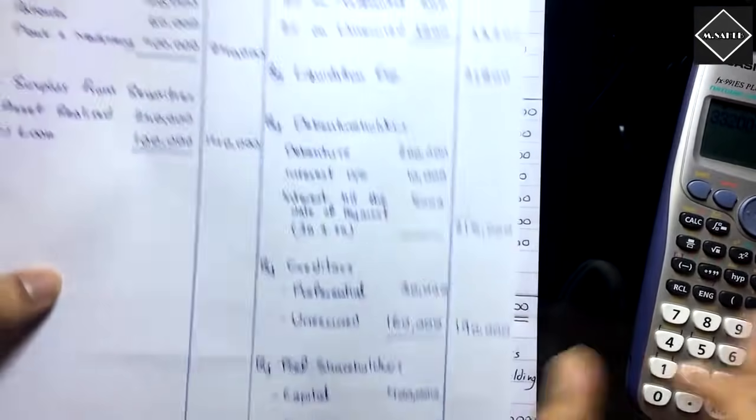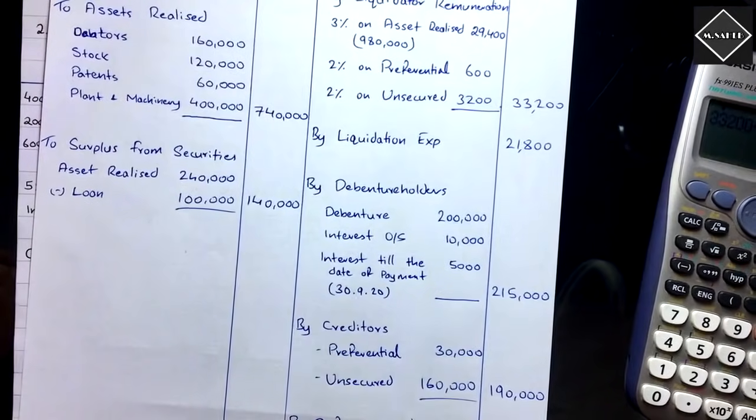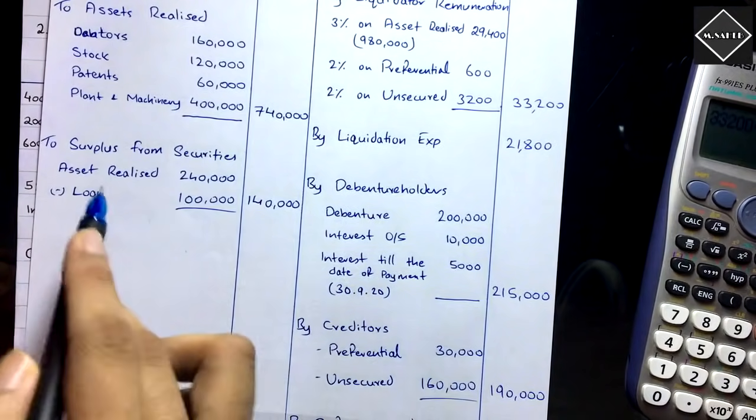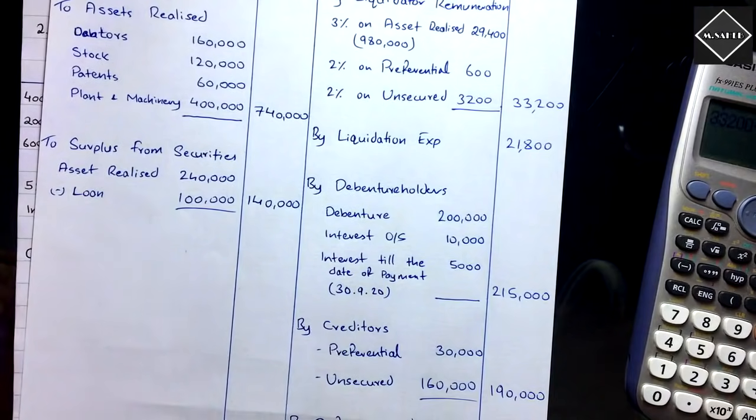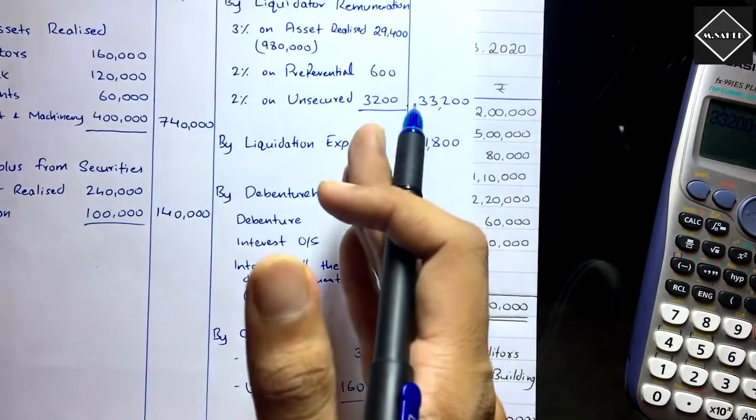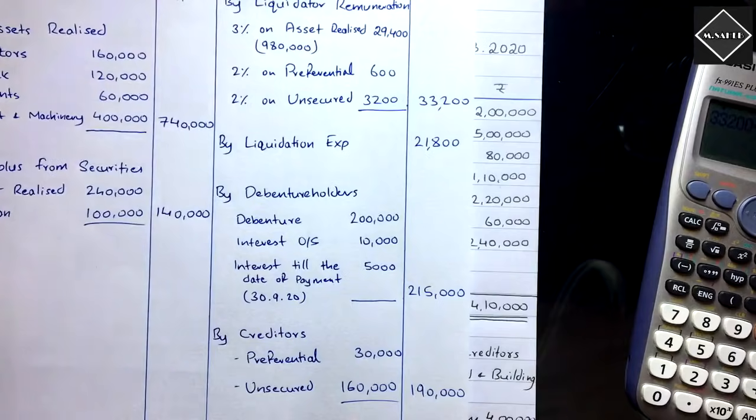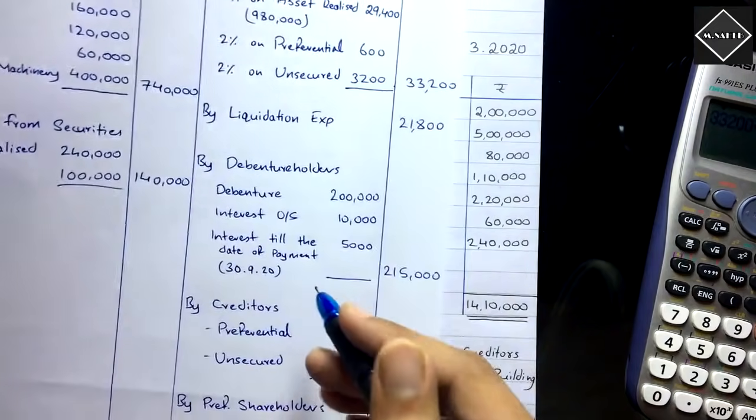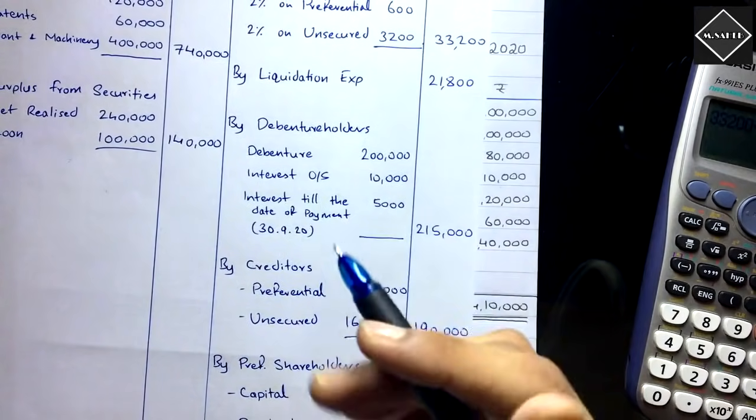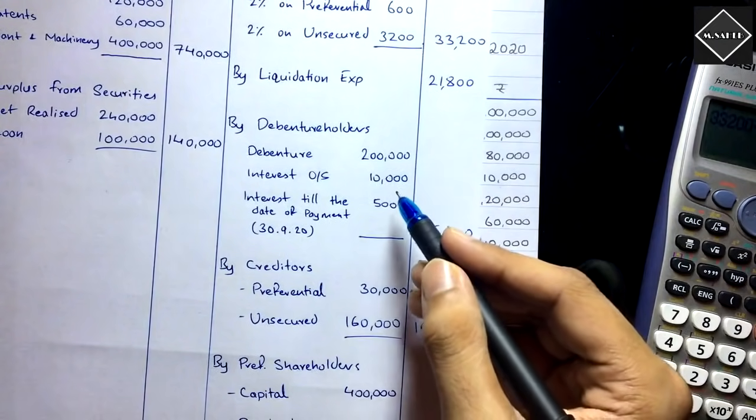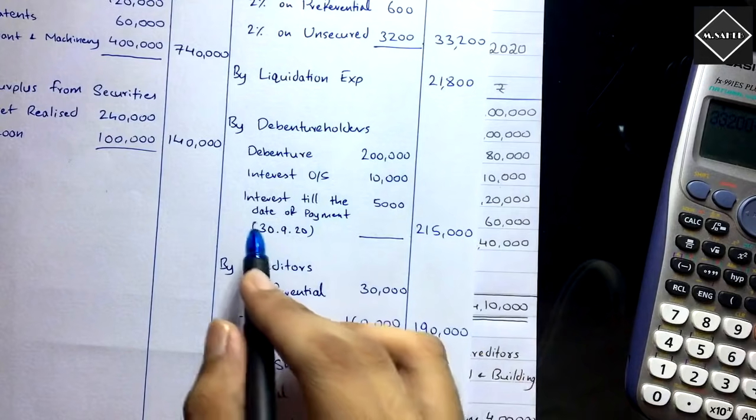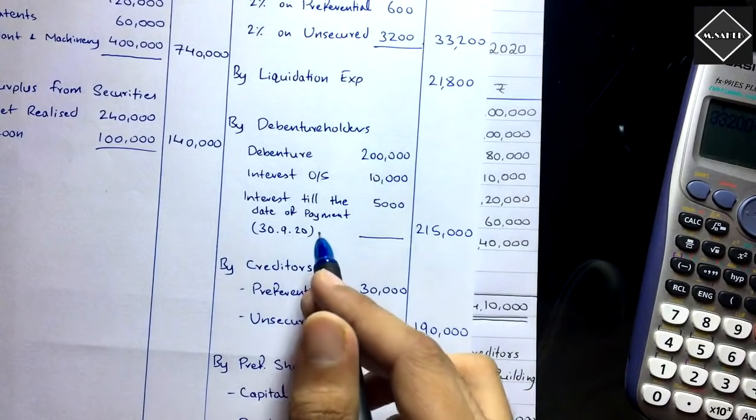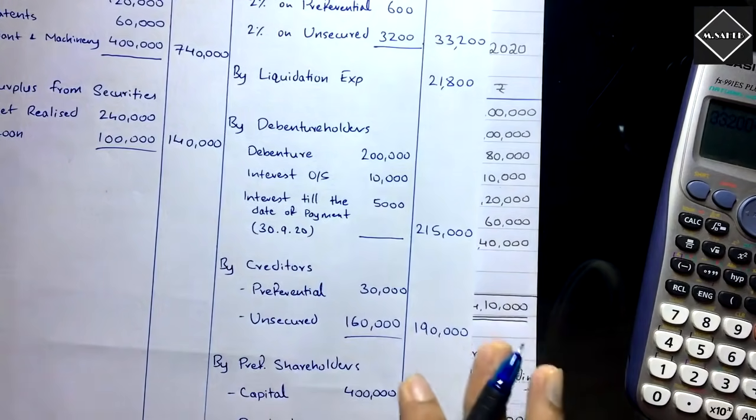Yeah, so this is how you have to do it. It's very simple, it's not tough. Go on realizing the asset. If there is any secured creditor, deduct it from the asset, the security that has been realized, take the surplus out, and do the liquidator remuneration. If there is any preferential or unsecured remuneration, then leave it empty, do it afterwards. Liquidation expense. Debenture holders will get three things: face value, interest outstanding, that is accrued interest, and the interest till the date of payment if the company is solvent, and mostly companies will always be solvent.